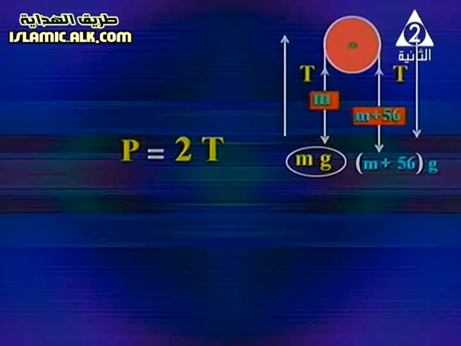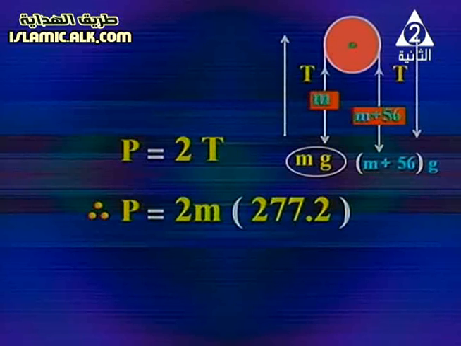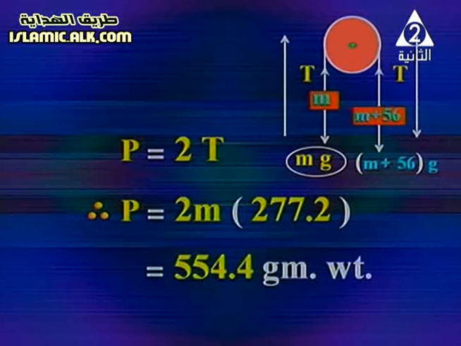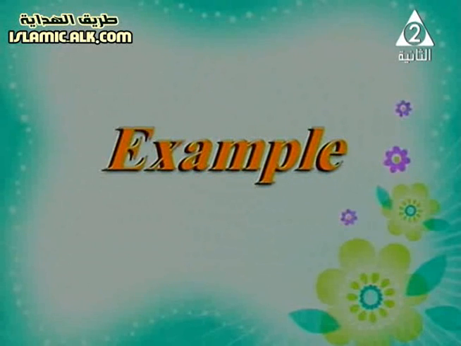Since the pressure equals 2T, by substitution 2 multiplied by 277.2, the pressure equals 554.4 gram weight. Another example.